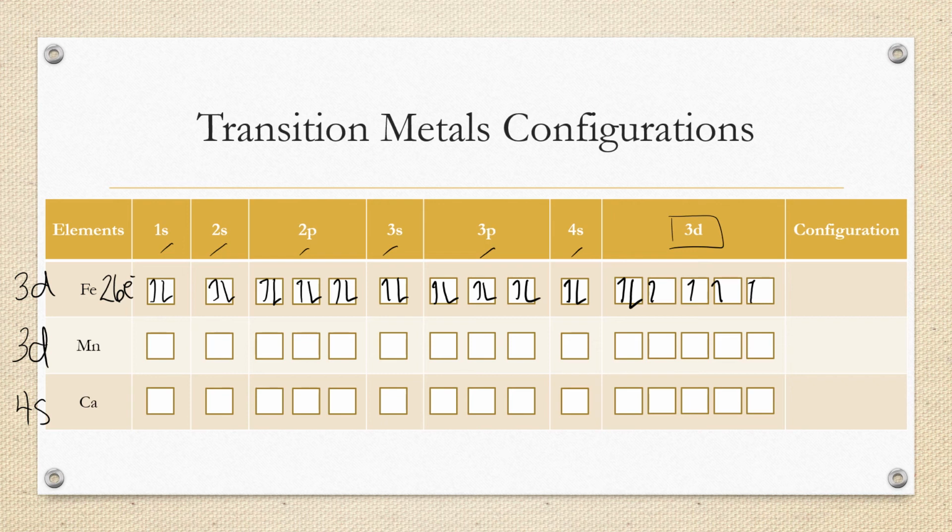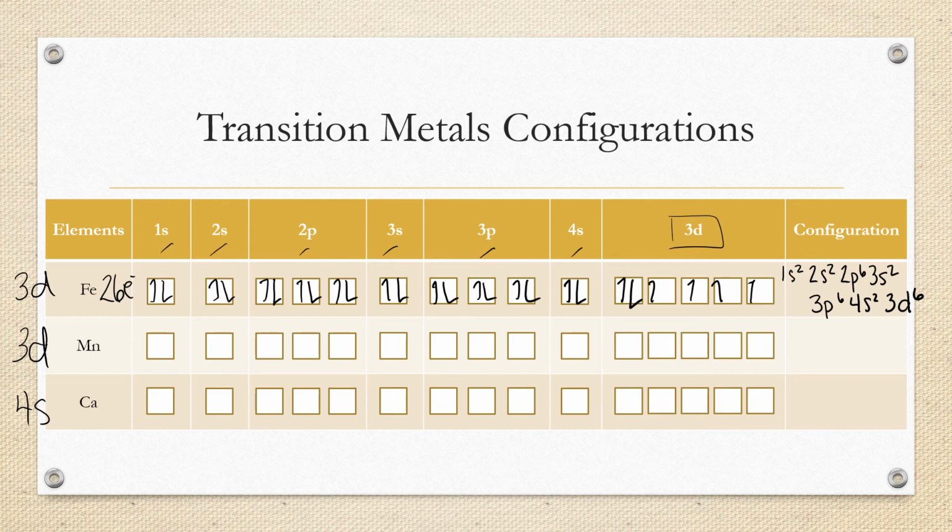So if I'm writing the configuration, it would be 1s2, 2s2, 2p6, 3s2, 3p6, 4s2, then we jump back down to 3d6.